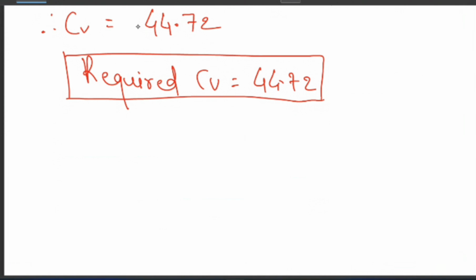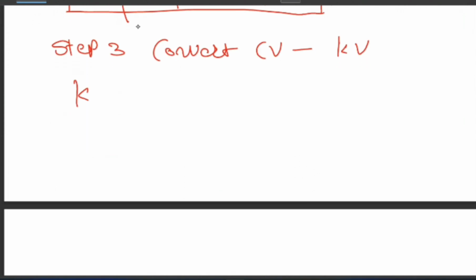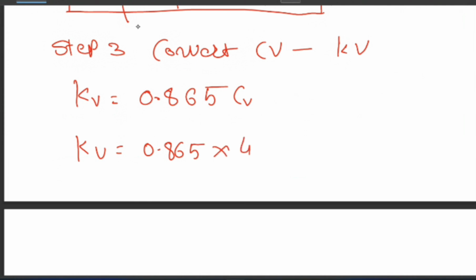Then step 3, convert CV to KV. There is a standard value for KV, that is 0.865, not 88, into CV. So KV is equal to 0.865 into 44.72. I have calculated this value, so I got 38.68.